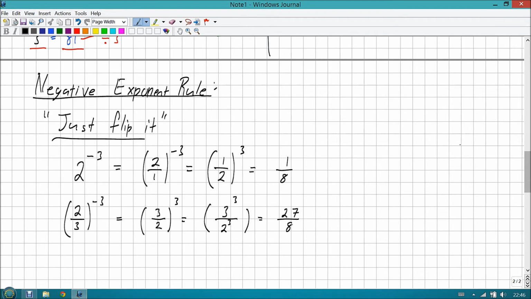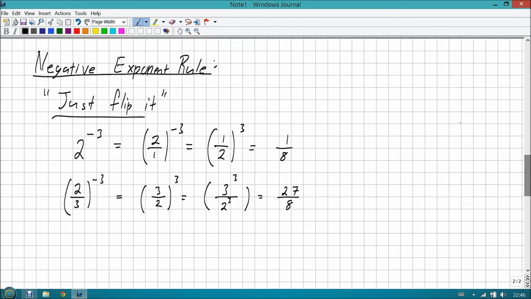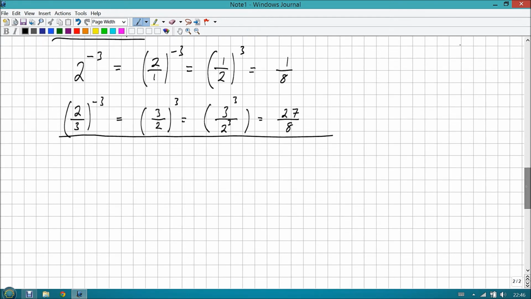Which of course leads us to the next rule. The negative exponent rule says we just flip it. To get rid of the negative, we flip the fraction that is the base. The next portion of it we notice right here. What happened when we had a fraction raised to a power? Well, both the top and the bottom get raised to that power. So this is called the fractional power rule.